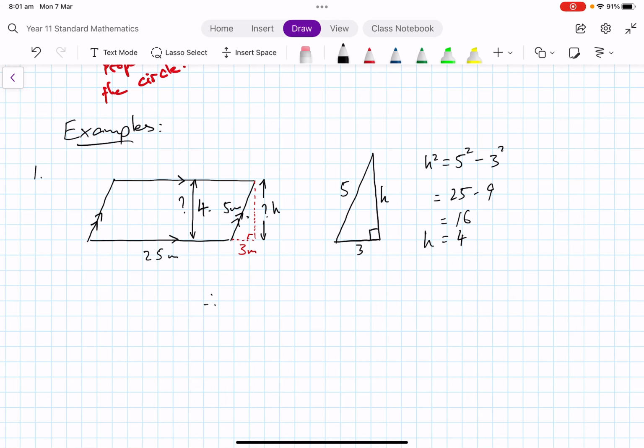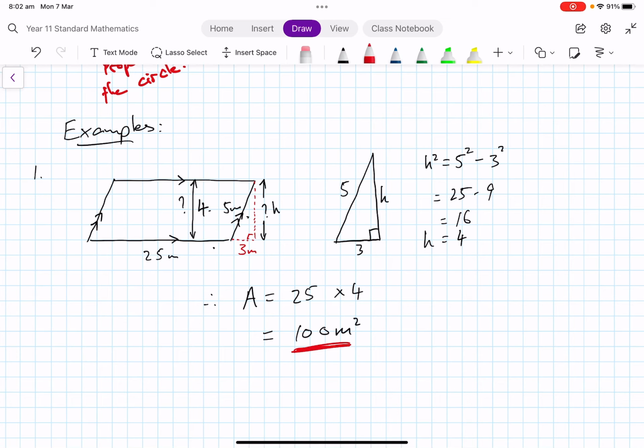And so therefore, the area is equal to simply the base times the height. These are parallelograms. So it's 25 times 4, which is equal to 100 square meters. Make sure we're doing the correct units. 100 square meters.